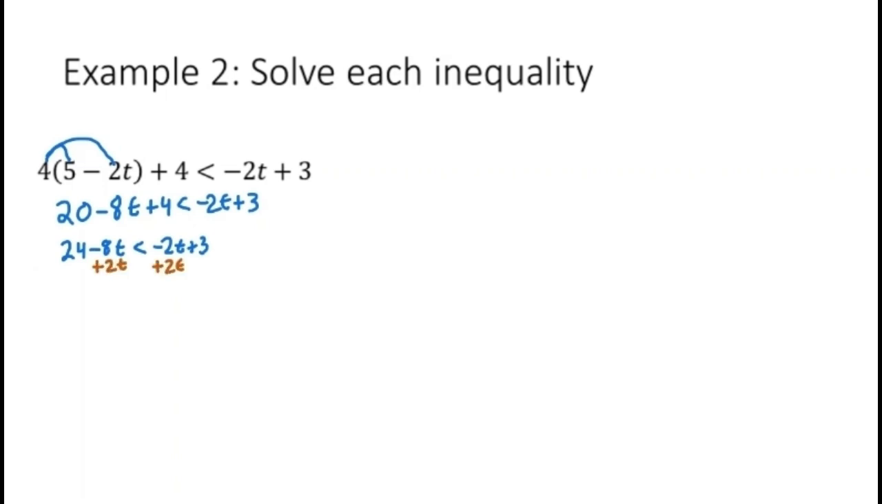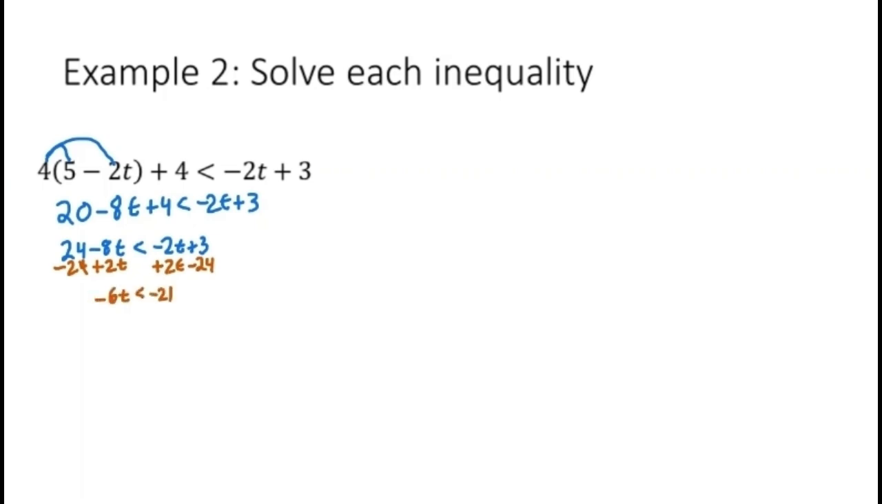Now we're going to solve 4 times the quantity 5 minus 2t, plus 4, is less than negative 2t plus 3. Just like in the last problem, we're going to start by simplifying the left-hand side. We'll first distribute the 4. Then we'll combine like terms. Now that the left-hand side is simplified, we'll get all of our t terms to the left by adding 2t to both sides. We'll get our non-t terms to the right by subtracting 24.